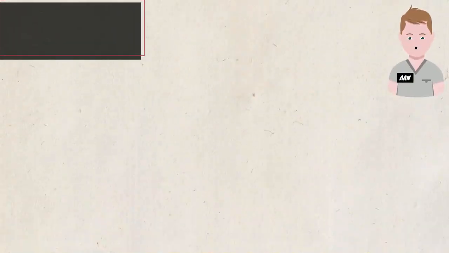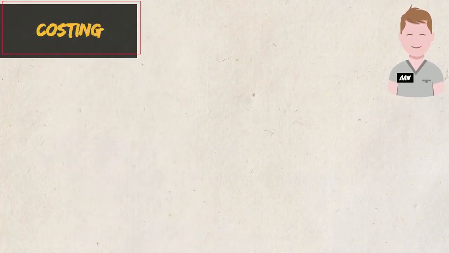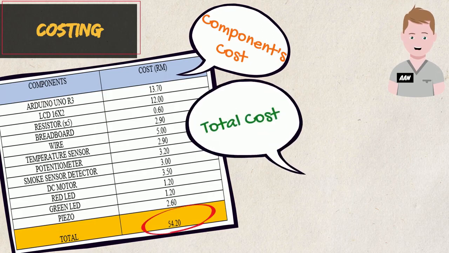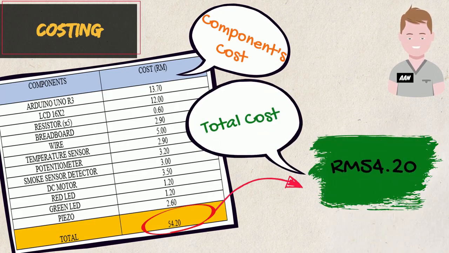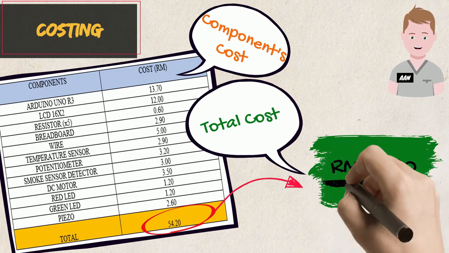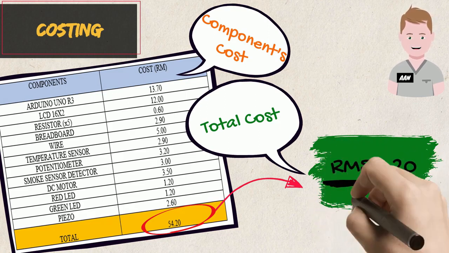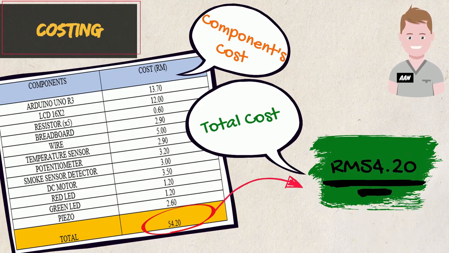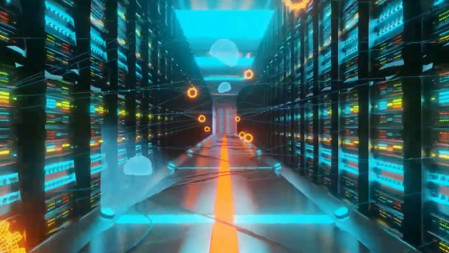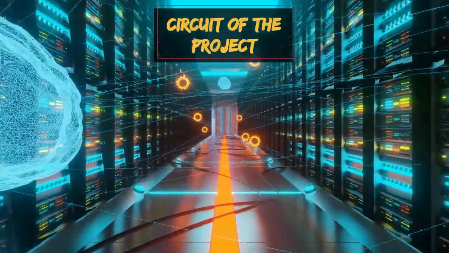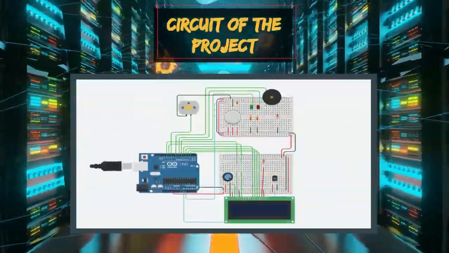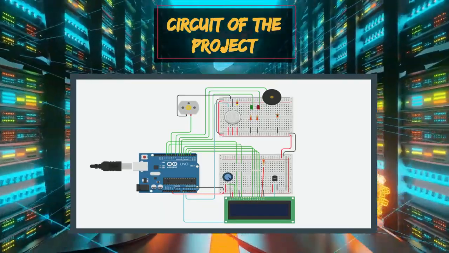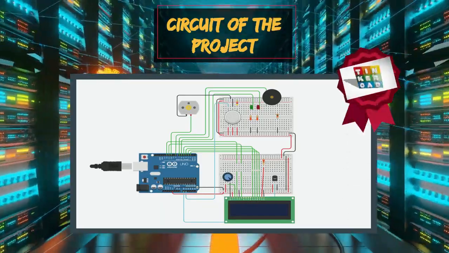Now we go into the costing part for this project. Since we used 11 components, we spent about 54 ringgit 20 cents to run this project. This is the price list of all components for this project. This is the circuit of our project. We made this circuit by using Tinkercad software.